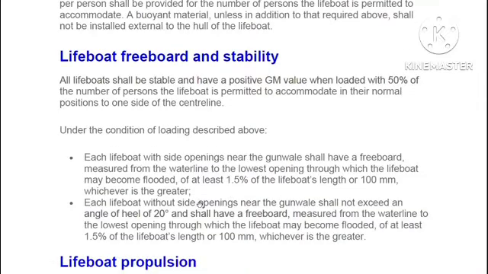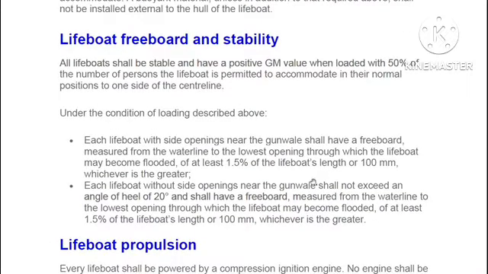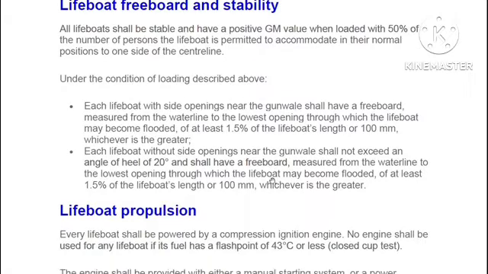Each lifeboat without side openings near the gunwale, I guess you know. If you are not aware of all these terminologies, I've covered them in a separate video, you can go through that. It shall not exceed an angle of heel of 20 degrees and shall have a freeboard measured from the waterline to the lowest opening through which the lifeboat may become flooded, of at least 1.5% of the lifeboat's length or 100 mm, whichever is greater.